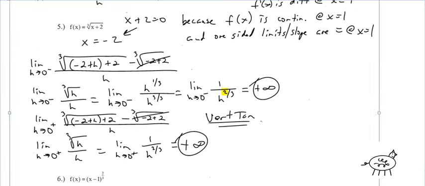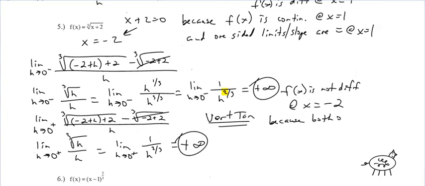So you would say f of x is not differentiable at x equals negative 2, because both one-sided limits, or slopes, equal infinity.